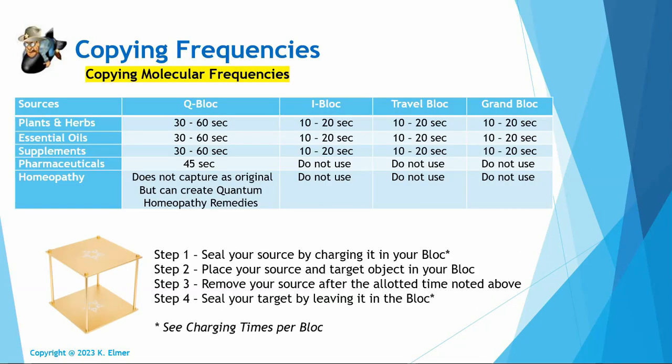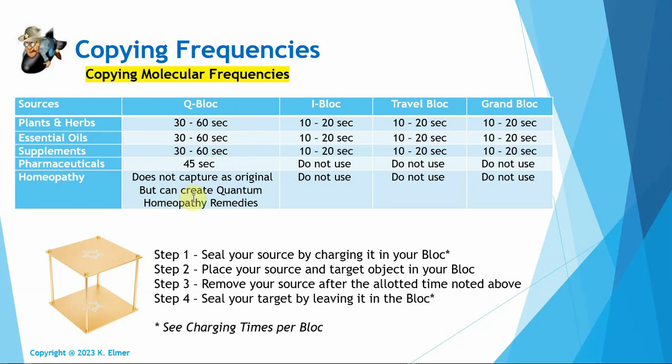The first one I want to talk about is molecular frequencies. This is, again, the easiest thing to do. If you've seen some of the tutorials that Philip and I have created, you'll notice that we have a time frame for every single type of block, for how long it takes to copy a frequency using that block. It's pretty standard: the Q block, which is the quantum block, is 30 to 60 seconds for most things, except for pharmaceuticals, which is 45 seconds. And then homeopathy, there's no recommendation. You can't.